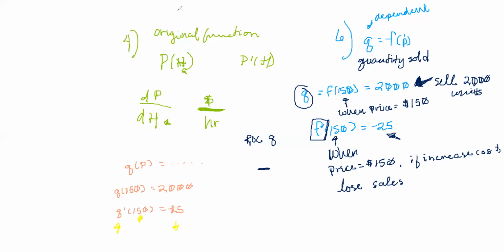I had a question earlier this week about, well, if this goes down, then you'll sell more, so isn't the derivative positive? But what happens is we ask ourselves when we're considering derivatives, if X increases, what happens? So if X increases, if we move from 150 to 151, then Q is going to go down. So that's the relationship between them.